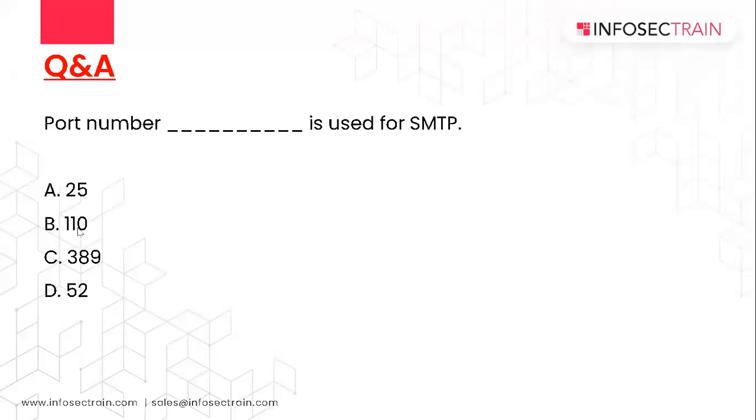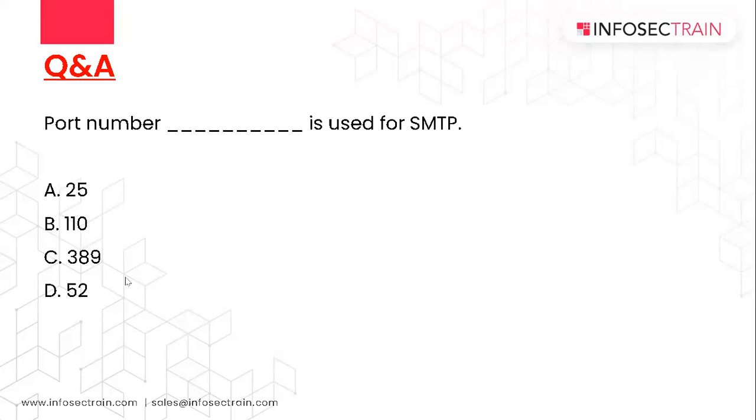Then we are having option B, 110. This particular port number is used by POP3, the Post Office Protocol, which is used to receive the emails on the receiver's device. Then we are having option C, 389, which is used by LDAP, the Lightweight Directory Access Protocol. LDAP is used for querying directory services, like when you want to gather information such as user accounts and contact information. For that, we are having this 389.